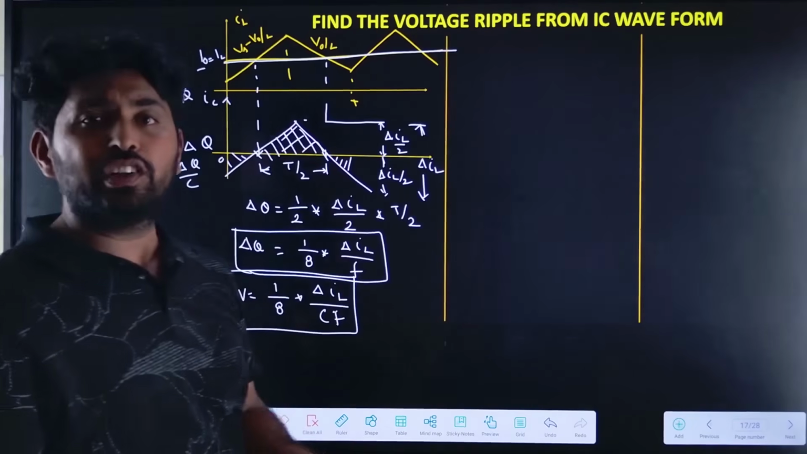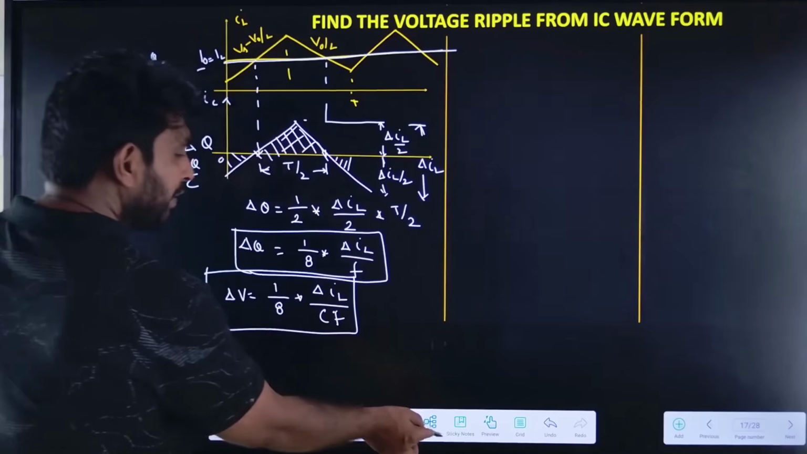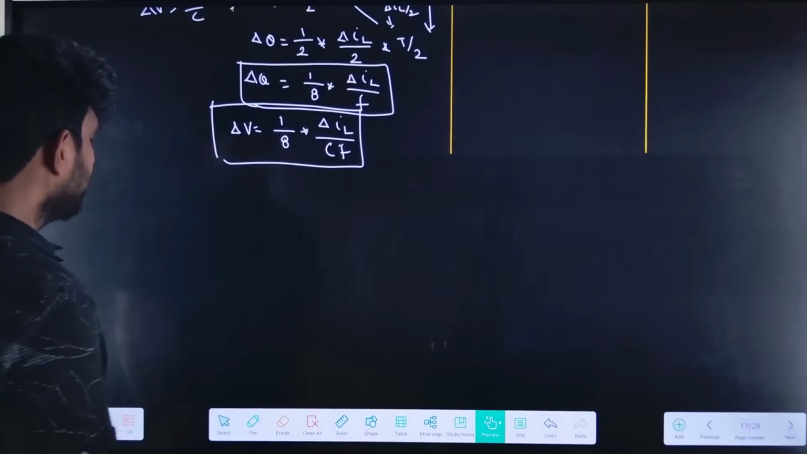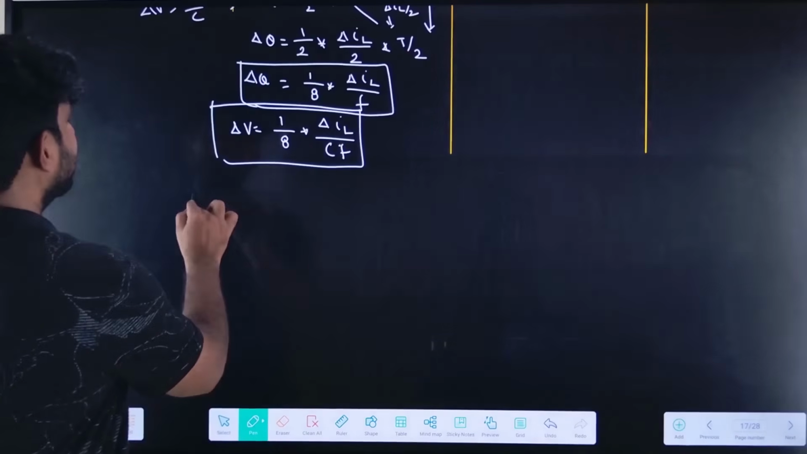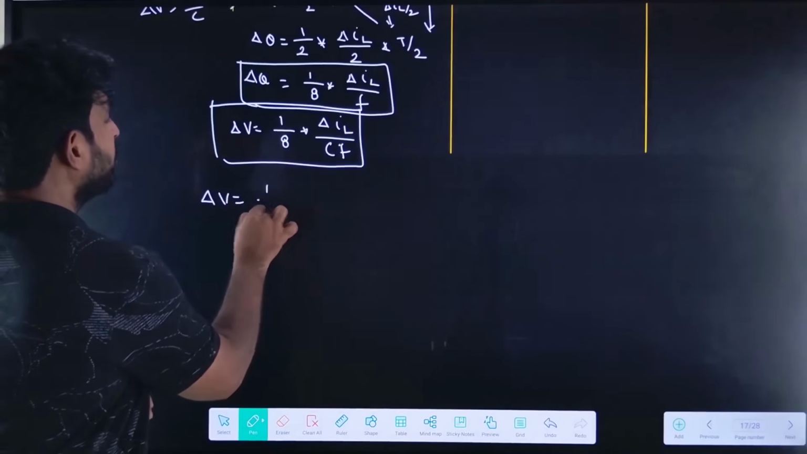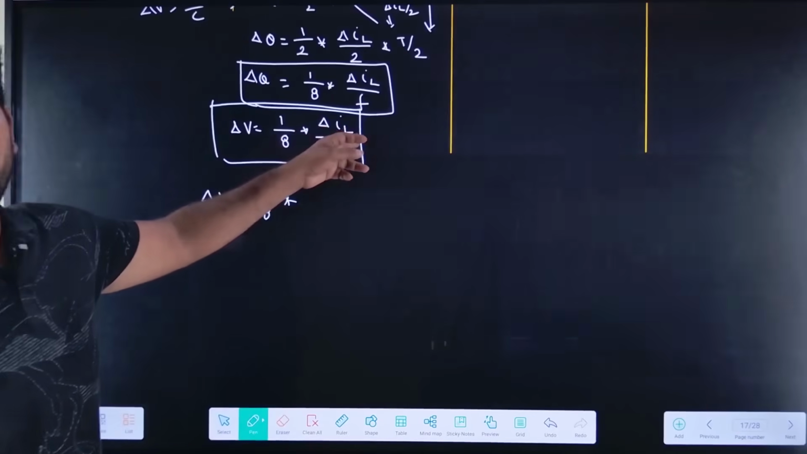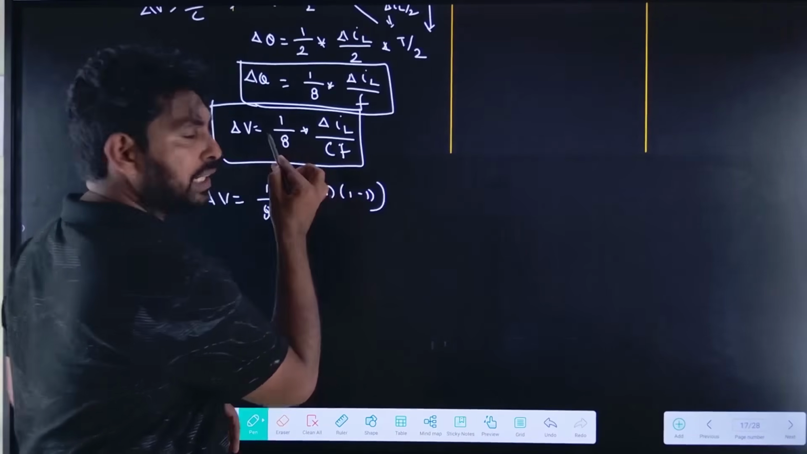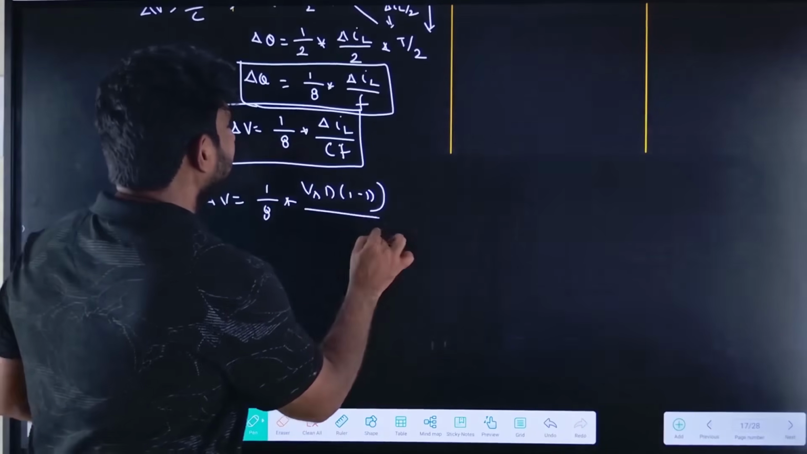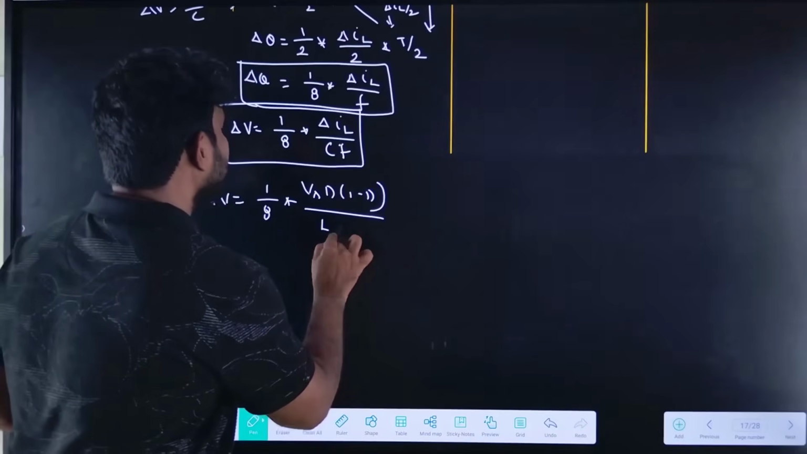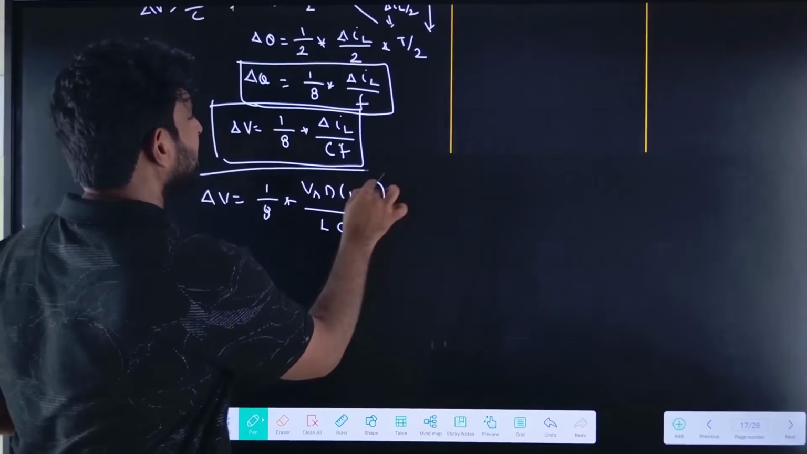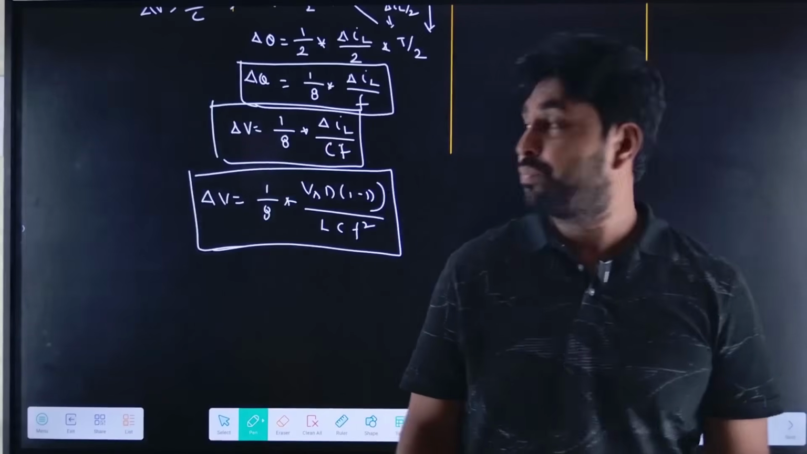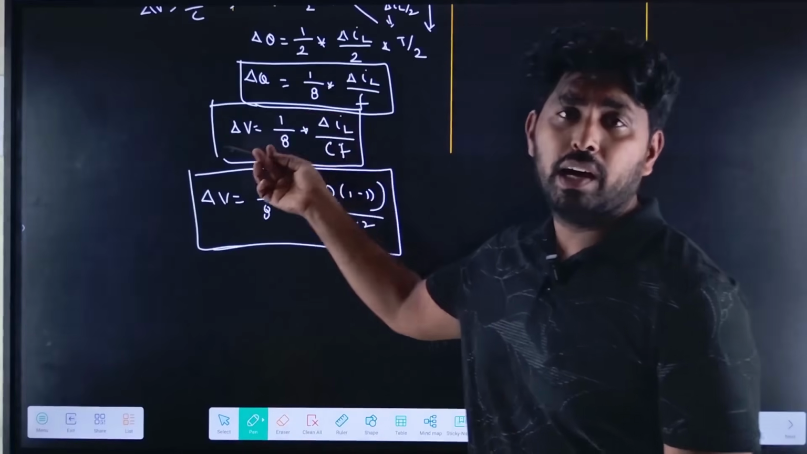Already we have derived the delta IL. If I substitute this, I will get the final expression. So what is the delta IL we got? Delta V equal to 1 by 8 into delta IL, where delta IL is Vs into D into 1 minus D divided by L into F. So I can write it as divided by LC into F. This is the voltage ripple expression for the buck converter.